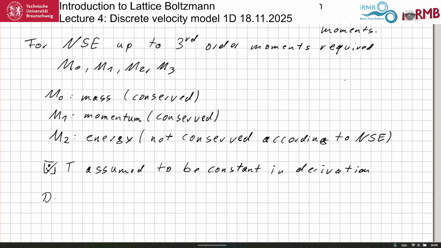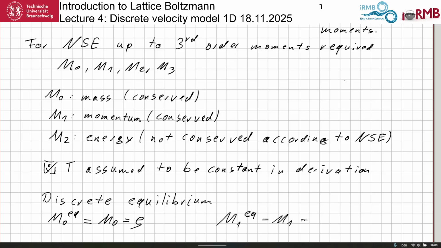Now we want to use our BGK, and for this we have to find the discrete equilibrium. So obviously the conserved ones are simple because they are conserved, they stay the same, right? And we just define the zero order moment as the density rho, and we define the first order moment as the momentum rho u, momentum density.